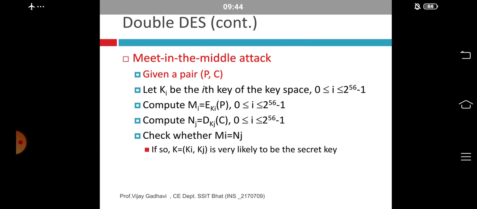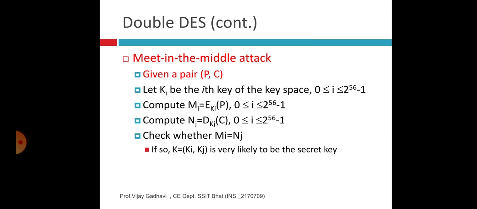Next topic is double DES with the meet-in-the-middle attack. It works by learning a few equations given a pair of P and C. Here K_i is the ith key of the key space. The condition is 0 ≤ i ≤ 2^56 − 1.